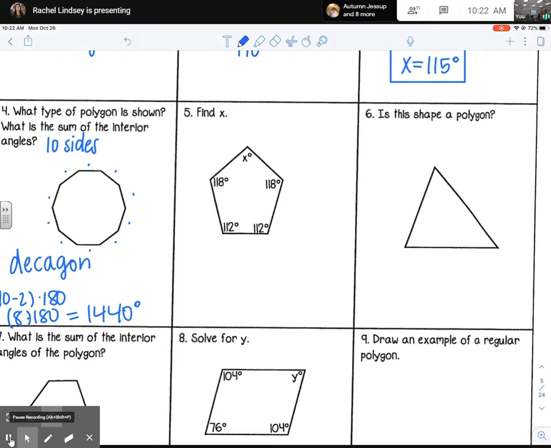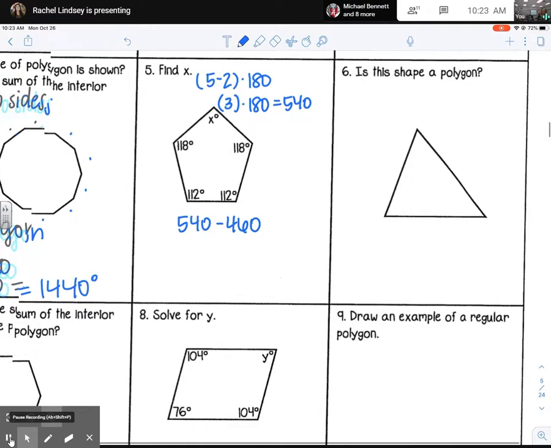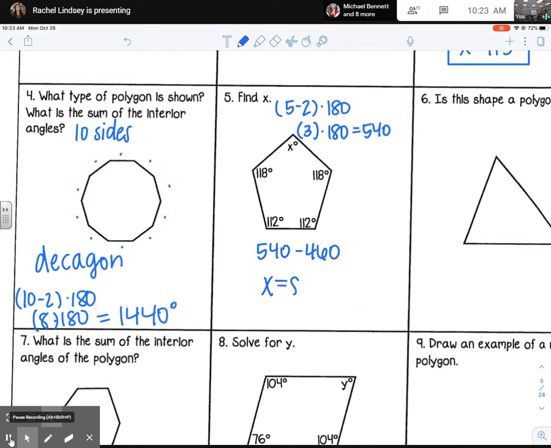Okay, on number 5, we have a pentagon. So we have 5 minus 2 times 180. So 3 times 180. That gives you 540. So 540 minus the sum of the ones we know. What do those add to? 460. So what is 540 minus 460? So x equals 80 degrees.